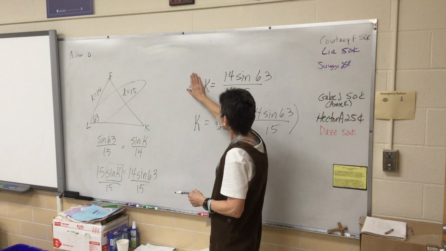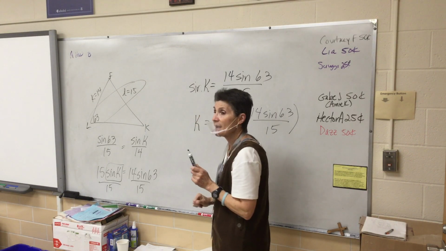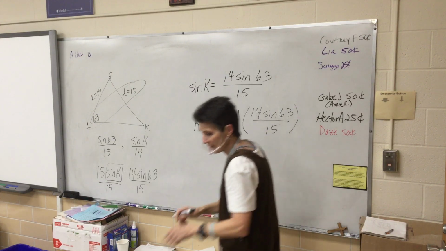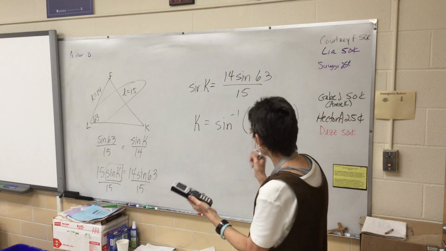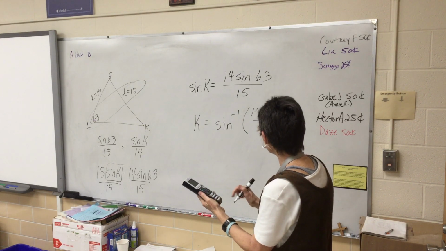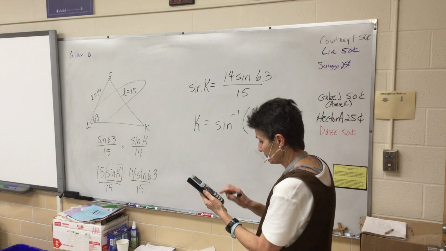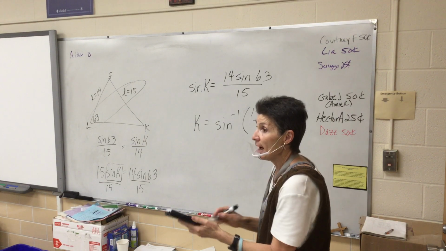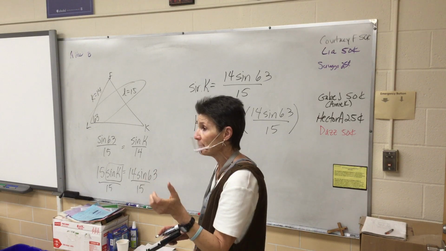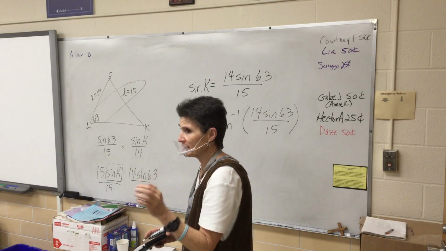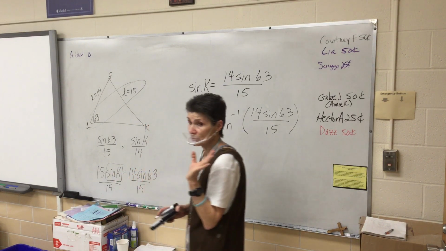So if it just said K equals, then you would type it in. But when it says sine K equals, you have to second sine it. On these how many possible triangles questions, you're always going to have to do second sine, 14 sine 63, close parentheses, divided by 15. Now, what happens sometimes when you do that? You get an error. If that happens, then I would double check it to make sure I typed it in right. But if I get error, then that means there are no solutions, right?